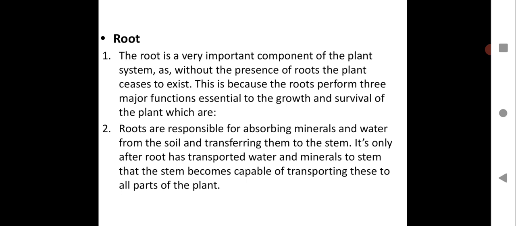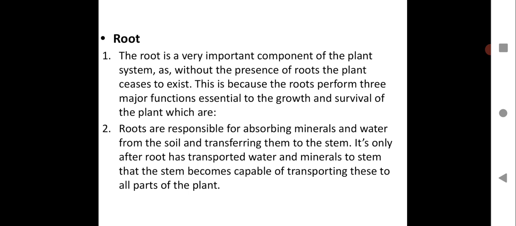Roots are responsible for absorbing minerals and water from the soil and transferring them to the stem. As you all know, roots take up water and minerals from the soil, and they transfer it to the stem. So from where do plants get water and minerals? It is because from the roots it gets transported. So that is a very important role, and it's only after the root has transported water and minerals to the stem that the stem becomes capable of transporting this to all the parts of the plant. So it is because of the roots, which help in the transportation of water and minerals to the stem, that the stem will do its function.